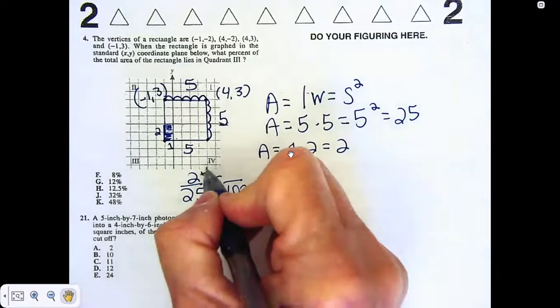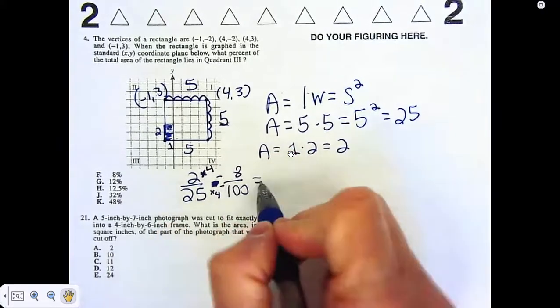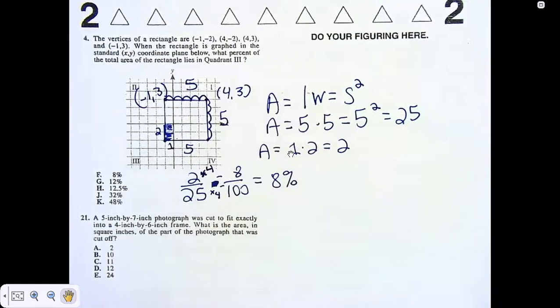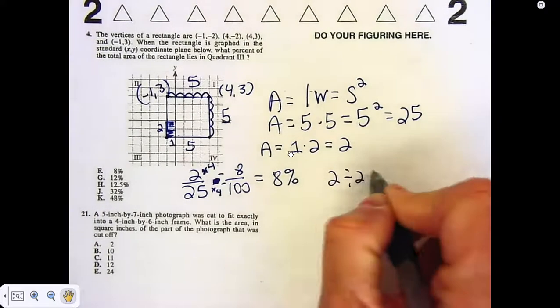And whatever I do on the bottom, I'd have to do on the top, times 4 to get 8, making this 8%. Or if you have your calculator, what might be even easier is to take your calculator and just do 2 divided by 25.